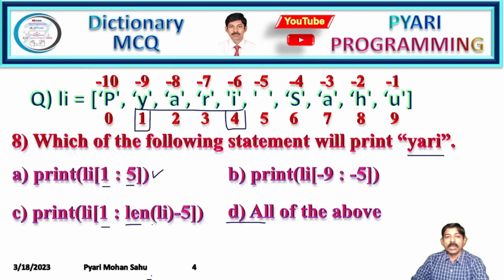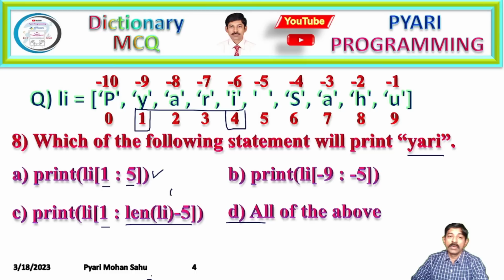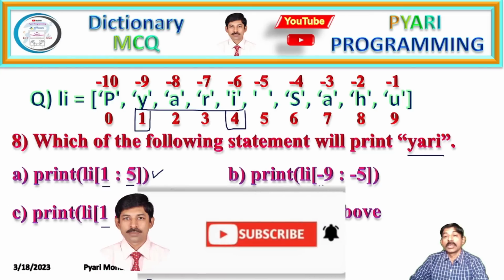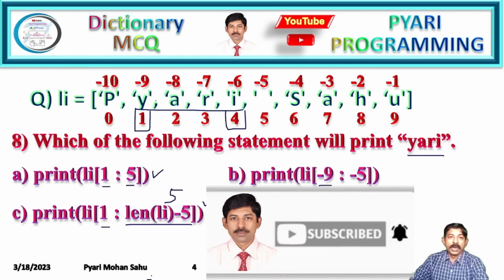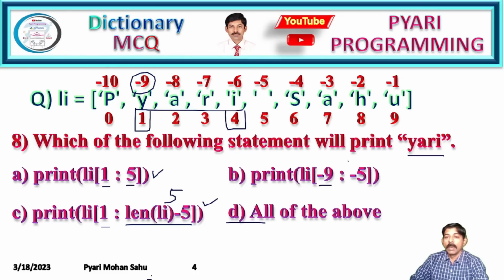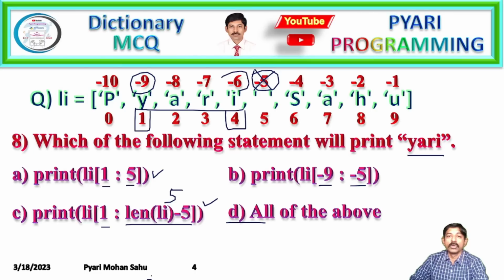Here it says length of li minus 5. Length of li is 10. 10 minus 5 is 5, where 5 is excluded again. That means it will move up to 4. So this is also a correct option. Now let's check this one, minus 9. Yes, we need this index position. Minus 9 is included. Now minus 5 is given. Let's check. This is my minus 5, which is excluded. That means it will move up to minus 6, which is my required position.